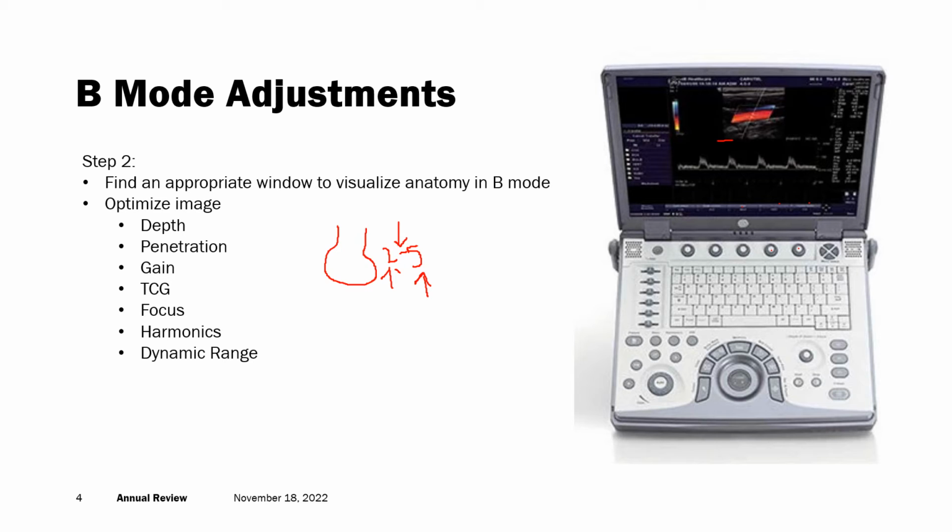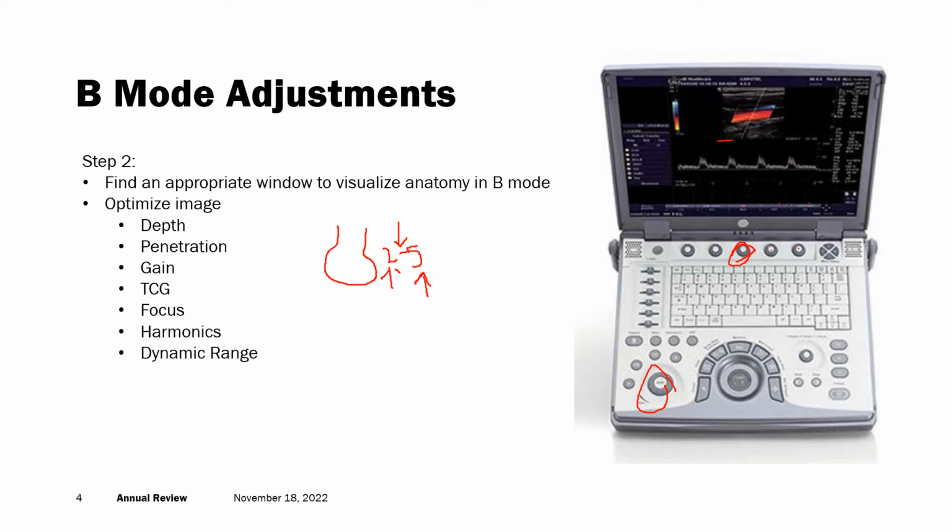Okay, so now by this point, you've found a window, you have appropriate depth set, you feel like you're penetrating the organ of interest if possible. You want to make sure that you have the appropriate gain set, and the gain button is typically the most prominent button on your screen, probably in here or maybe somewhere down here, very prominent button.